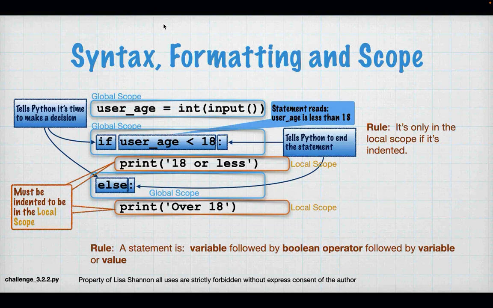Rule number one, it's only in the local scope if it's indented. Rule number two, a statement is a variable followed by a Boolean operator followed by a variable or value. So this statement, user_age less than 18, has a variable named user_age, in which a value has been assigned, because that's where the input statement was. The Boolean operator is less than, and the value that it's being checked against is 18. So the statement is the variable user_age, followed by the Boolean operator less than, and then followed by the value 18.